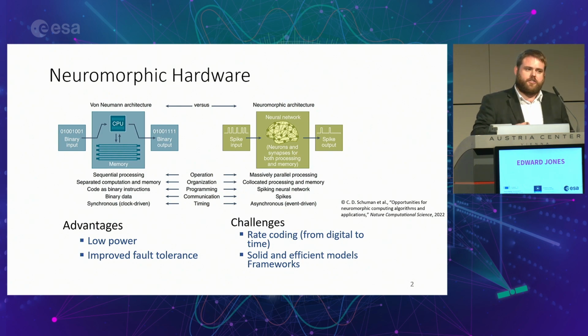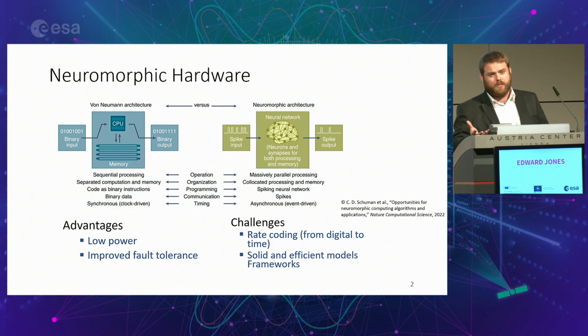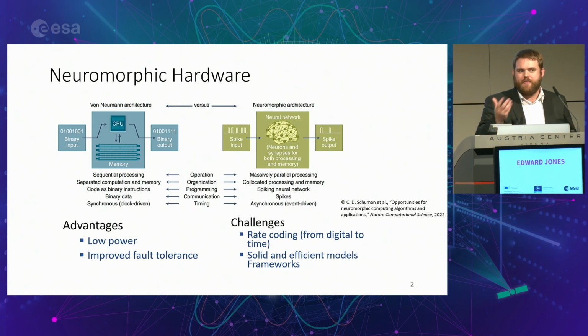There are significant challenges here. The encoding of data, in a similar way to the encoding of data in the quantum system, how you use the spikes that are available to you, is a problem. And also the development of the platforms and frameworks that are available to support the development of neuromorphic algorithms. So there are two sides to it.